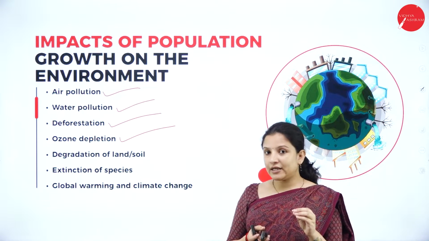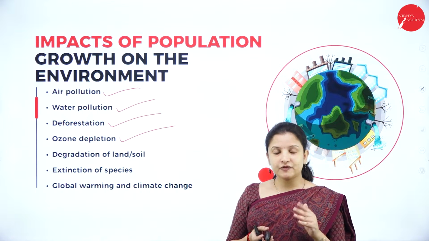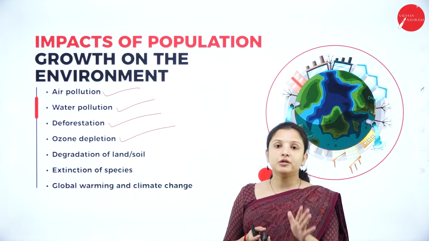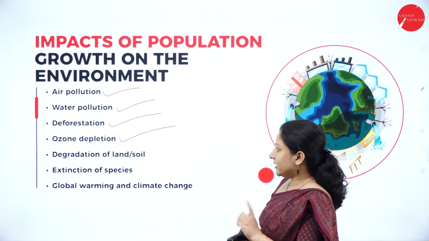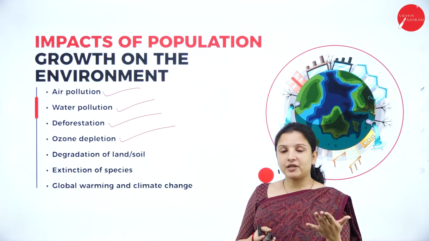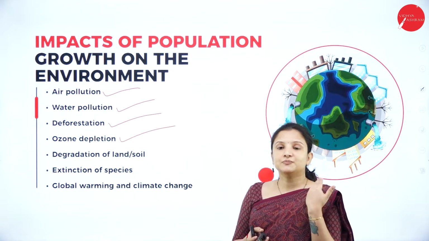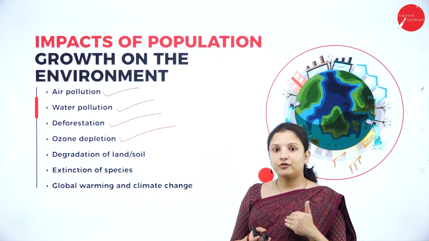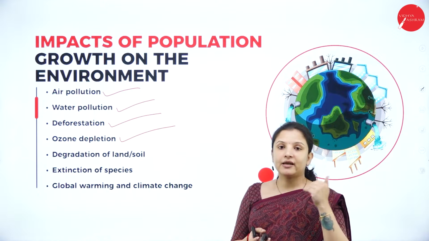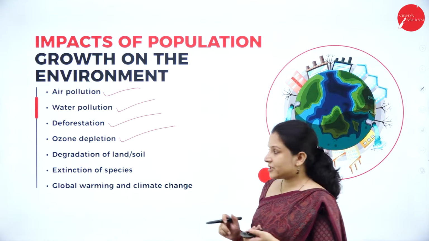And if the ozone layer gets depleted, the UV rays will enter the Earth's atmosphere, causing a lot of problems to the plants, animals and humans living inside it. So the increase in population will increase the use of various technologies and products, which will increase the emission of chlorofluorocarbons and ozone depleting gases into the atmosphere, causing ozone depletion.